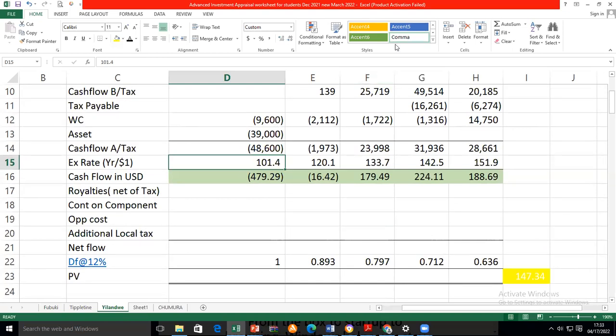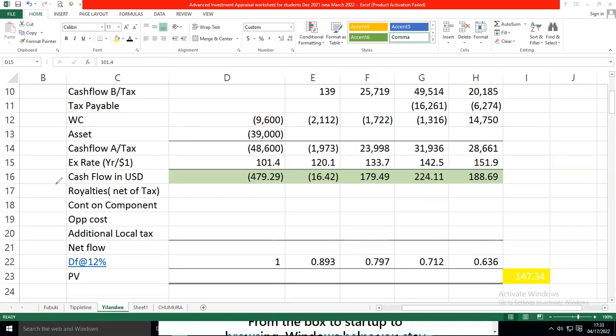So there are some relevant cash flows which we anticipated. The royalties, we're earning money. This is a benefit the head office. The contribution on the component, these are benefits the head office. Unfortunately, there's an opportunity cost there, the reduction in cash flows. And if we are paying a higher tax, there would have been additional local tax. But in this case, there is no additional local tax because you have already suffered a higher tax.